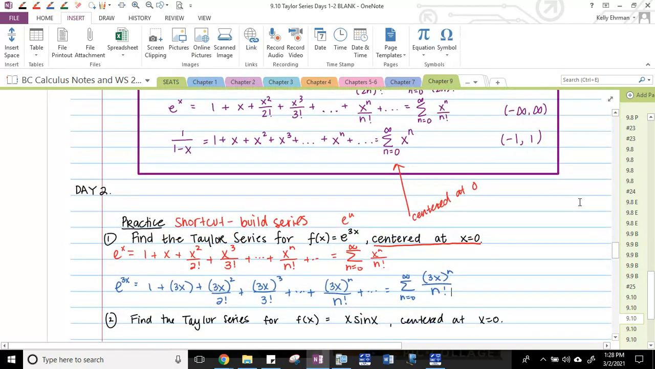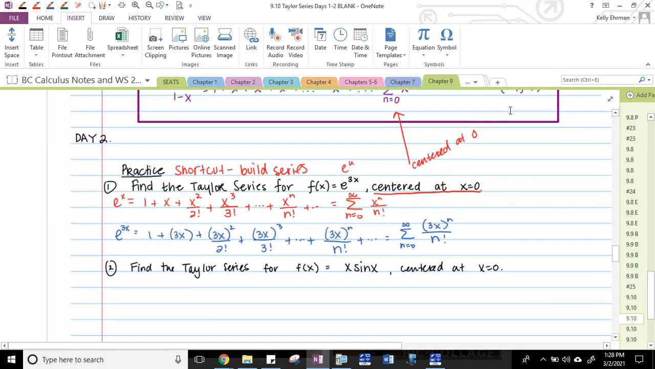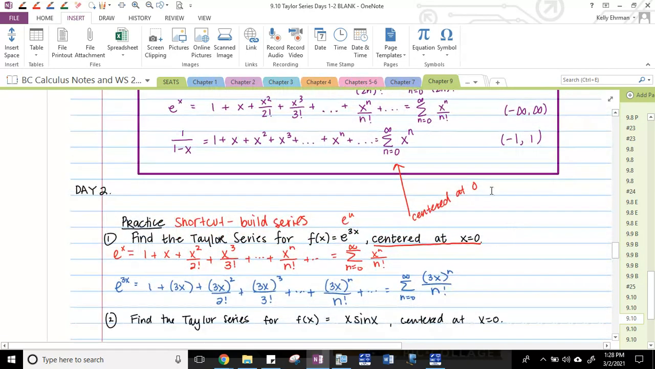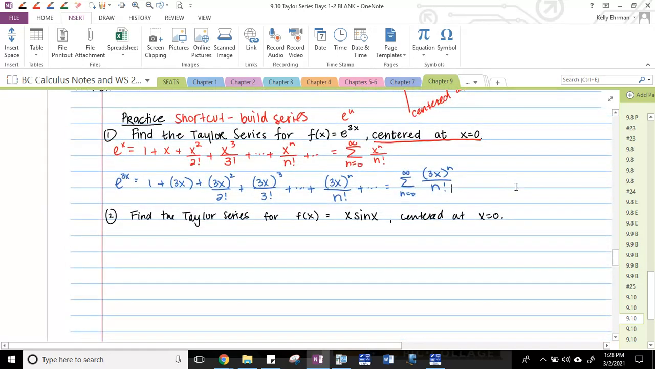So if I check the interval of convergence when I build the series, I can say, well, for e to the x, the normal interval of convergence was -infinity to infinity. We haven't done any calculus, so the endpoints really shouldn't change on this. So this still converges for all x. But if you're not sure, you can do a ratio test and investigate.